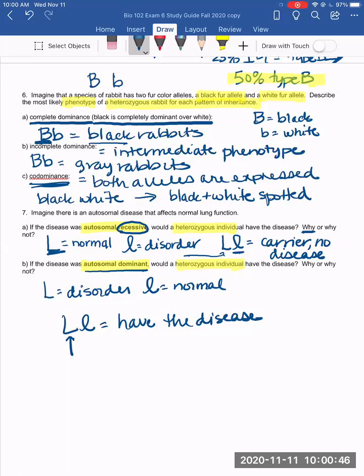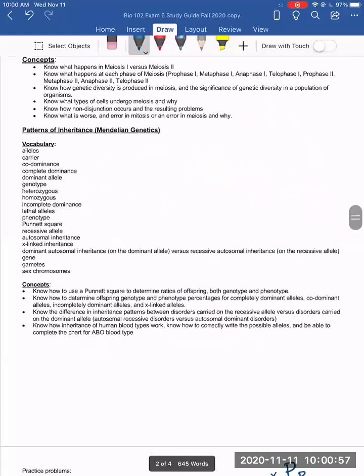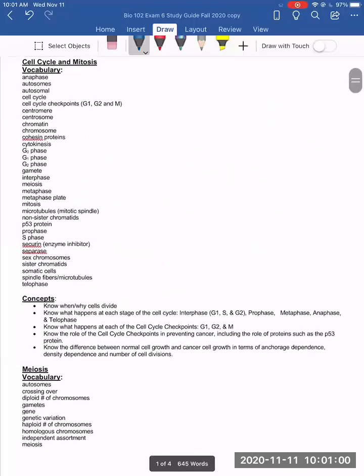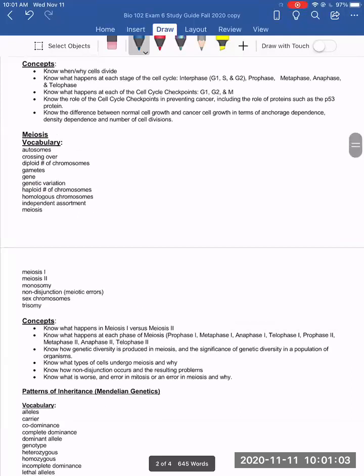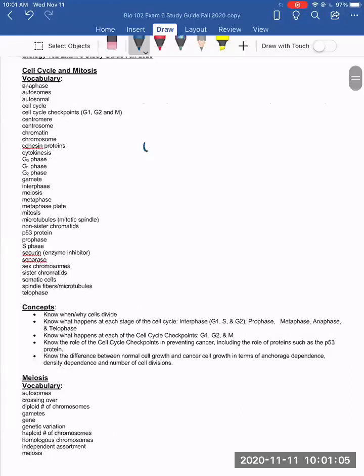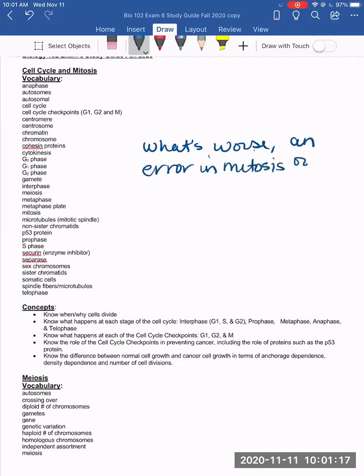If you have any questions about that, be sure to come to my office hours or email me. And if you have questions about any of the mitosis or meiosis, so remember on the study guide, you have all of these other concepts too. And I will tell you that you really need to know what's worse. An error in mitosis or an error in meiosis and why.